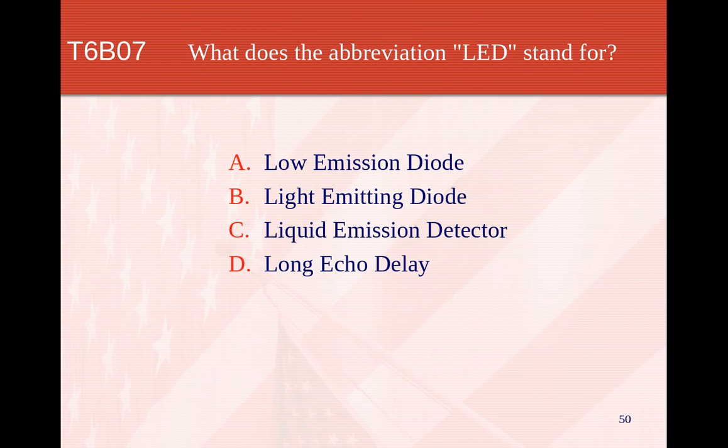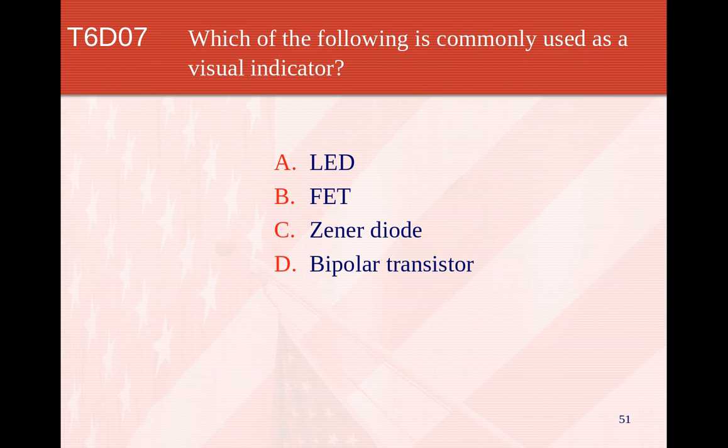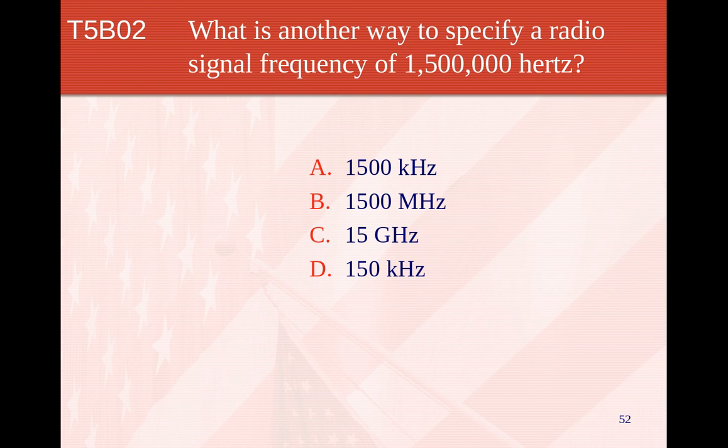What does the abbreviation LED stand for? Light emitting diode. Which of the following is commonly used as a visual indicator? The LED. What's another way to specify a signal frequency of 1,500,000 Hz? 1500 kilohertz. Notice that you move the decimal place over 3 times to the left when you're going up in powers of 10.